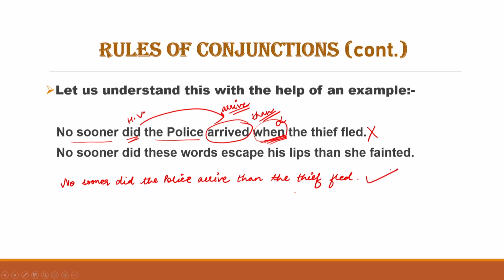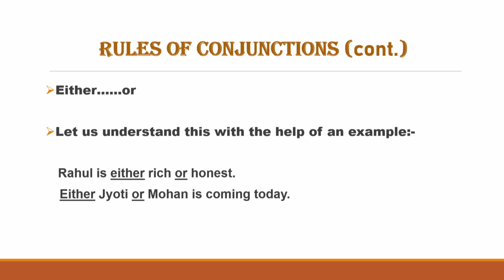Now next sentence. No sooner did these words escape his lips than she fainted. So the sentence is already following the format, hence it is correct. Now moving on to our next rule, which is either or. Now either or cannot be used for more than two. It is used when we have to choose one from the two options. Now let us understand this with the help of an example. Rahul is either rich or honest. Next sentence, either Jyoti or Mohan is coming today.